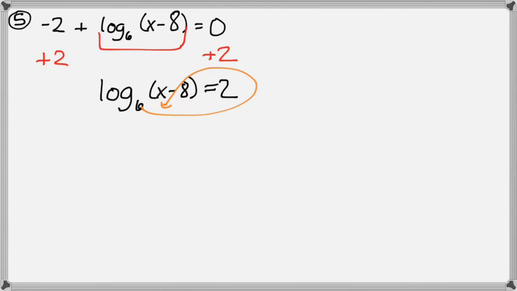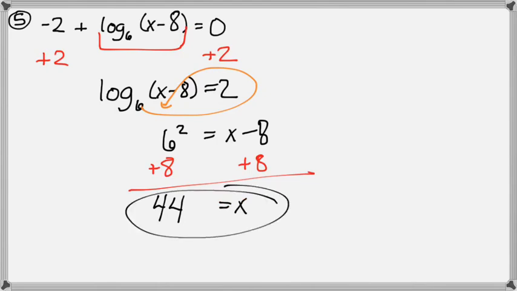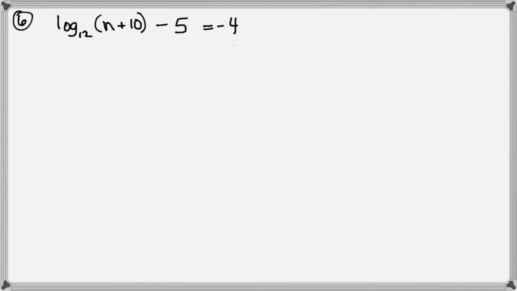And we end up with 6 squared is equal to x minus 8. We add 8 to both sides. So 6 squared is 36 plus 8 is 44. And when I plug that in, it does not make it negative. So that's the answer. I want you to try to do number 6 on your own.